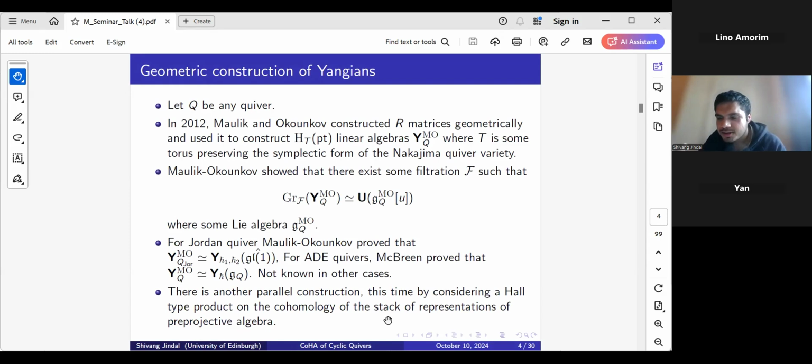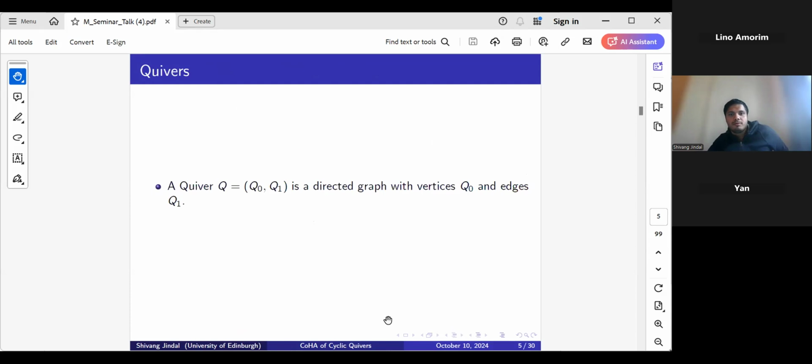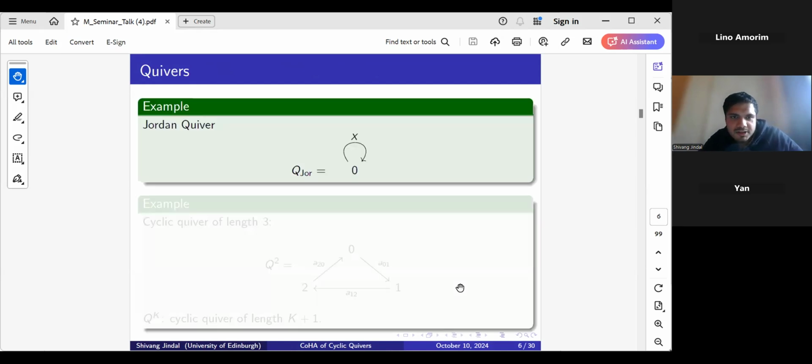I will start by explaining what quivers are, and then we go through it. So what is a quiver? A quiver is just a directed graph with some set of vertices and edges. So for example, a Jordan quiver is just a graph with one vertex and a loop.